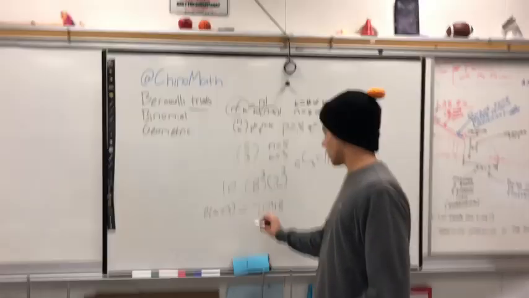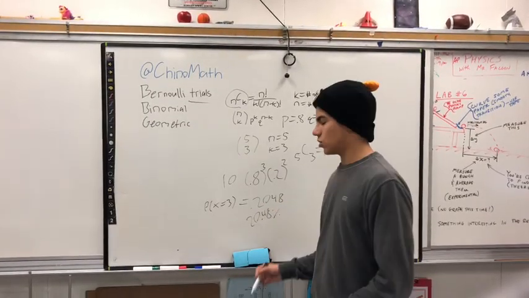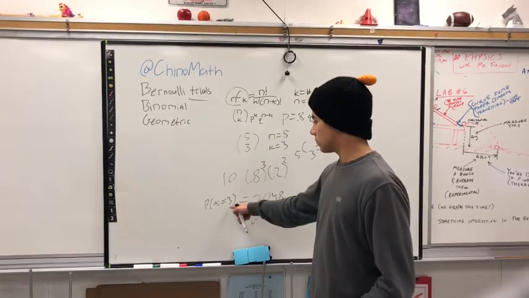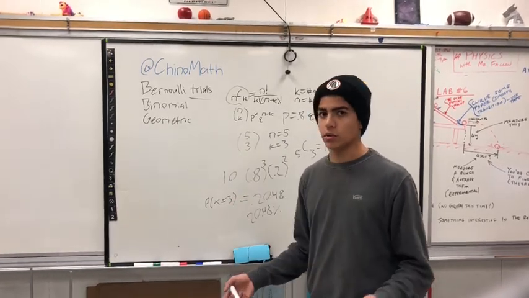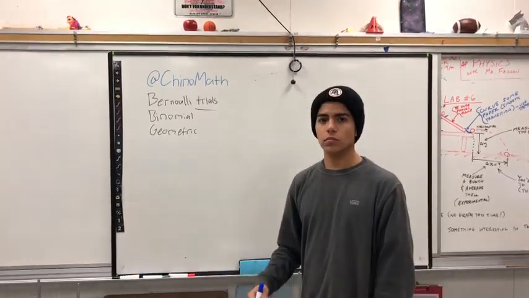This means we have a 20.48% chance of having 3 successes within our 5 trials. And that's what we use binomial probability distributions for.